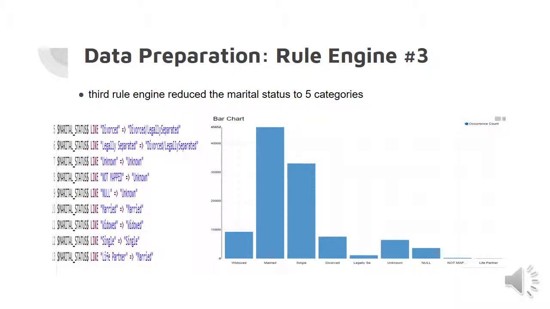Rule engine number 3. We used the third rule engine to reduce the categories in our marital status variable. We started out with about 9 different categories, and we used the rule engine to pare it down to 5 categories. So the biggest change here is that we grouped the unknown, not mapped, and null into an unknown parent category, and then we grouped legally separated and divorced together into their own parent category.